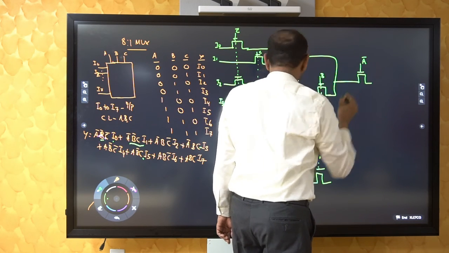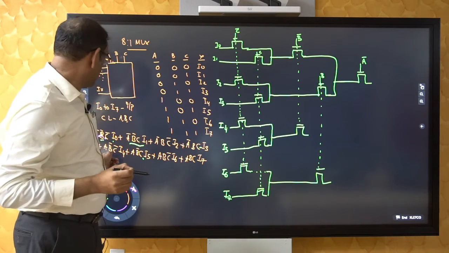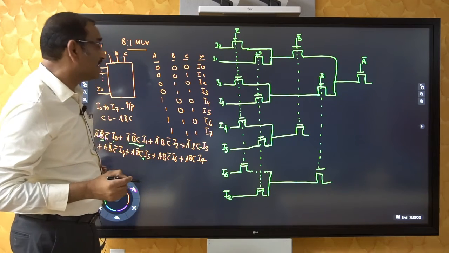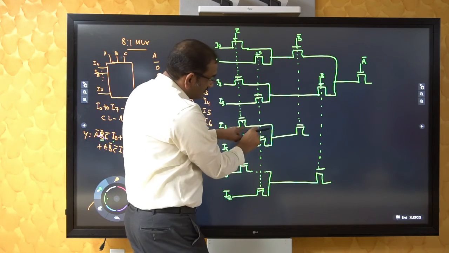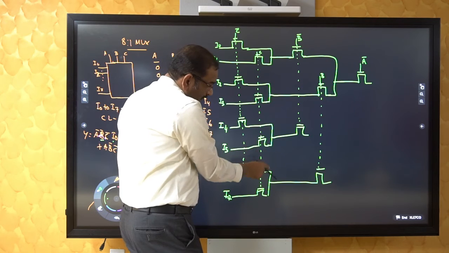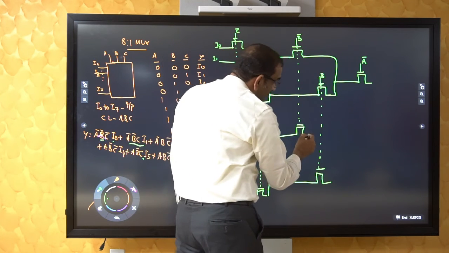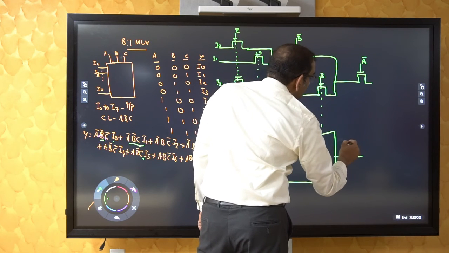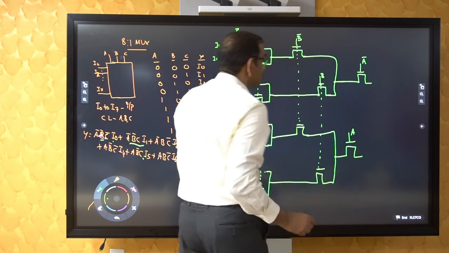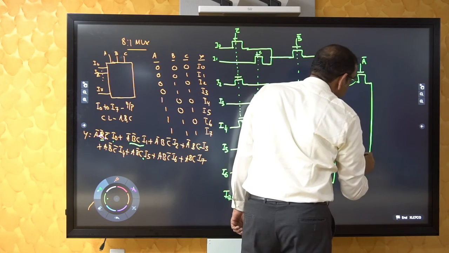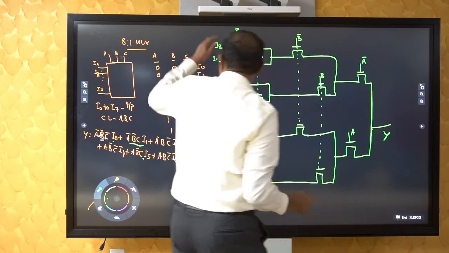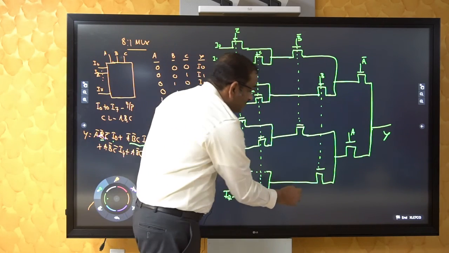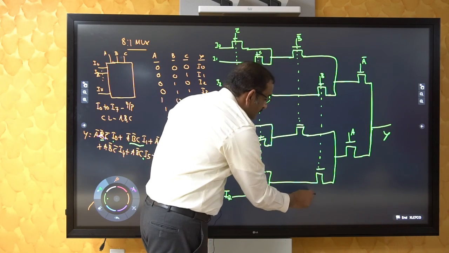And the last four terms, B bar C bar I4, B bar C I5, B C bar I6 and B C I7, the control is A. So the last four terms are represented by these two transistors. This is A. So you join this and take the output. This is your 8 inputs and this is your 1 output. So this is 8 by 1 mux.